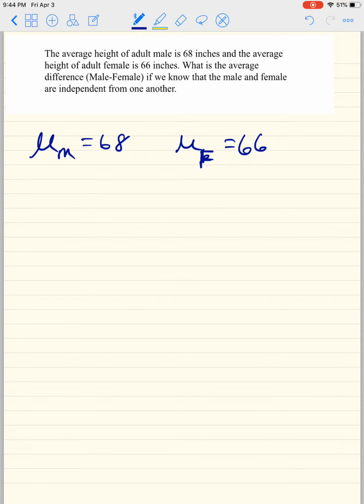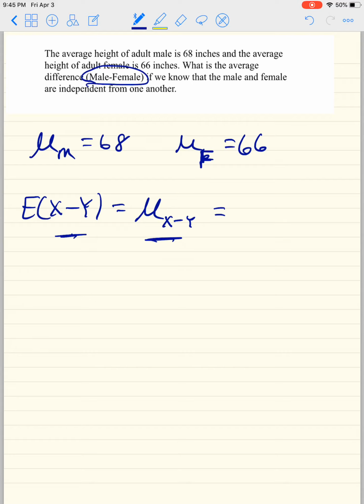What is the average difference, male minus female, if we know that the male and female are independent from one another? So these two, male and female, they're not brothers and sisters, they're not related to each other, because that can probably skew some of the data. So we want to make sure these two have nothing in common. So they're independent from one another. What is the difference? And notice how I put male minus female. So E of X minus Y is the same as mu of X minus Y. I wanted to denote it in both ways because depending on the problem, some books use this way, some books use this way.